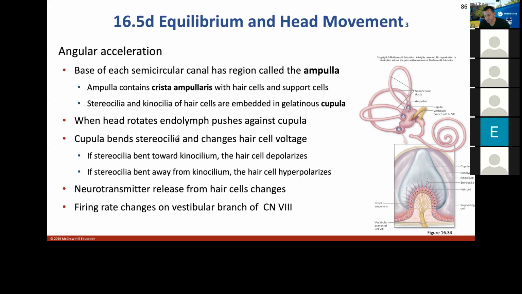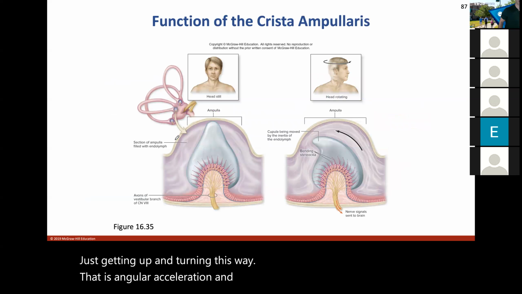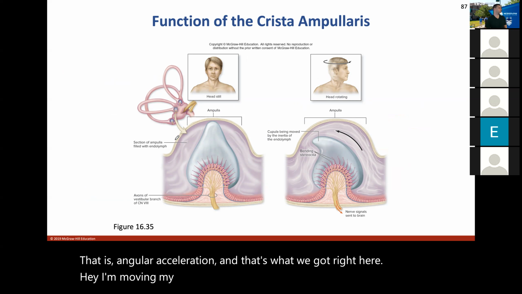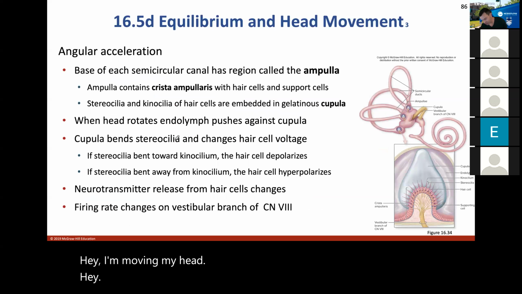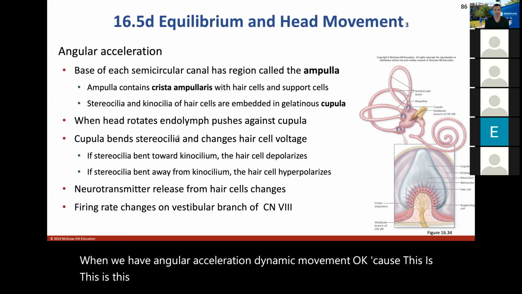What about movement? Just getting up and turning this way. That is angular acceleration, and that's what we got right here. Okay, I'm moving my head. When we have angular acceleration, dynamic movement. Okay, because this is dynamic, right?